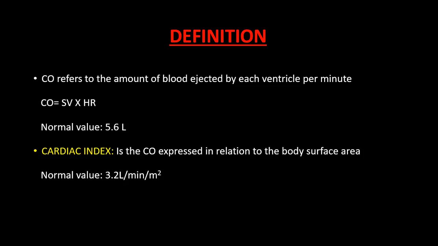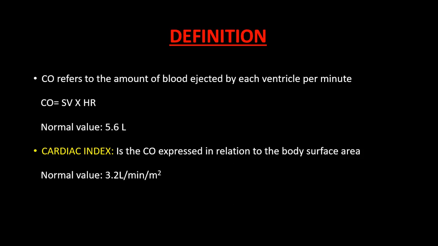And heart rate is the number of times the heart beats per minute, whose normal value is 70 beats per minute. So by substituting these values, that is 80 ml in the place of stroke volume and 70 beats per minute in the place of heart rate, by multiplying we get a value of 5.6. Therefore, the normal cardiac output is said to be 5.6 liters, though its range varies from 5 to 6 liters. So that is the definition of cardiac output.